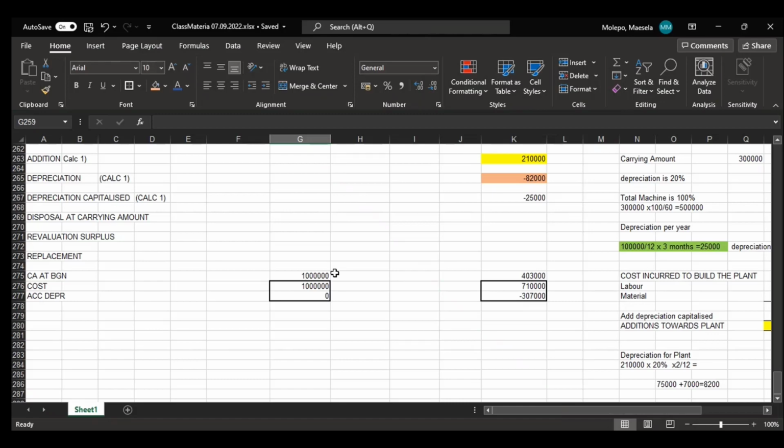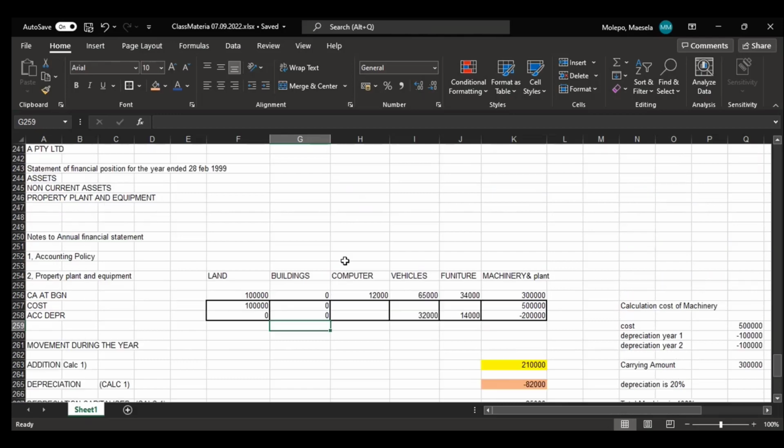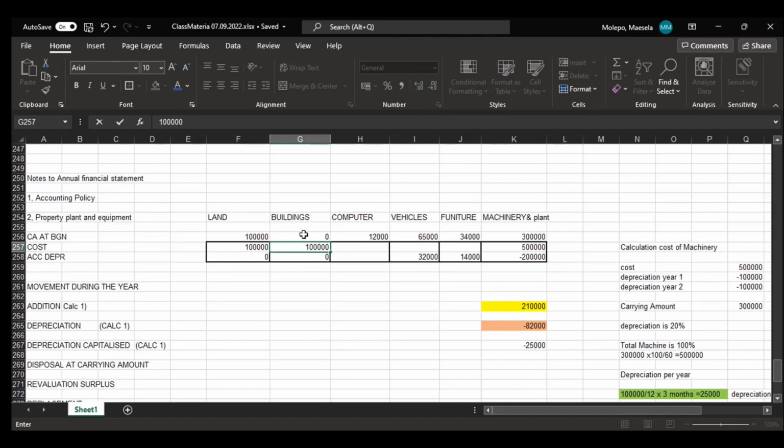No, I understand. It also means that if probably we had another building, and this one is an addition that happened on that very date, so we have to put it on the addition as 1 million. Suppose you were having a building before, let's say of 1 million, for example. Yes, in the beginning. Then it happened that you have another building that you bought on 28 February 1999.